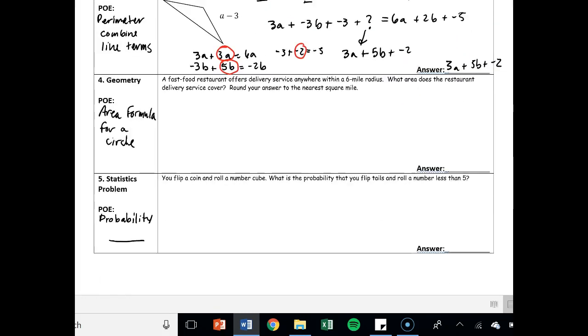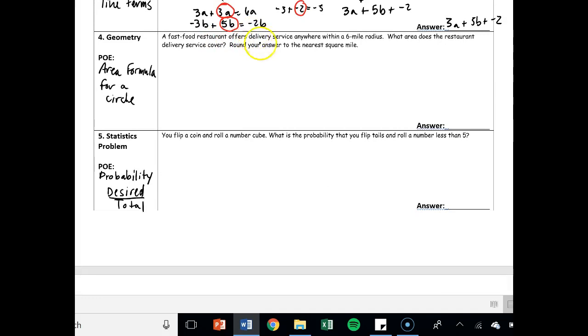For the next one, it says a fast food restaurant offers delivery service anywhere within a 6-mile radius. What area does the restaurant delivery service cover? Round your answer to the nearest square mile. Point of entry here is the area formula for a circle. So we'll draw a circle. We'll say it's got a radius of 6, and we'll just go to work.